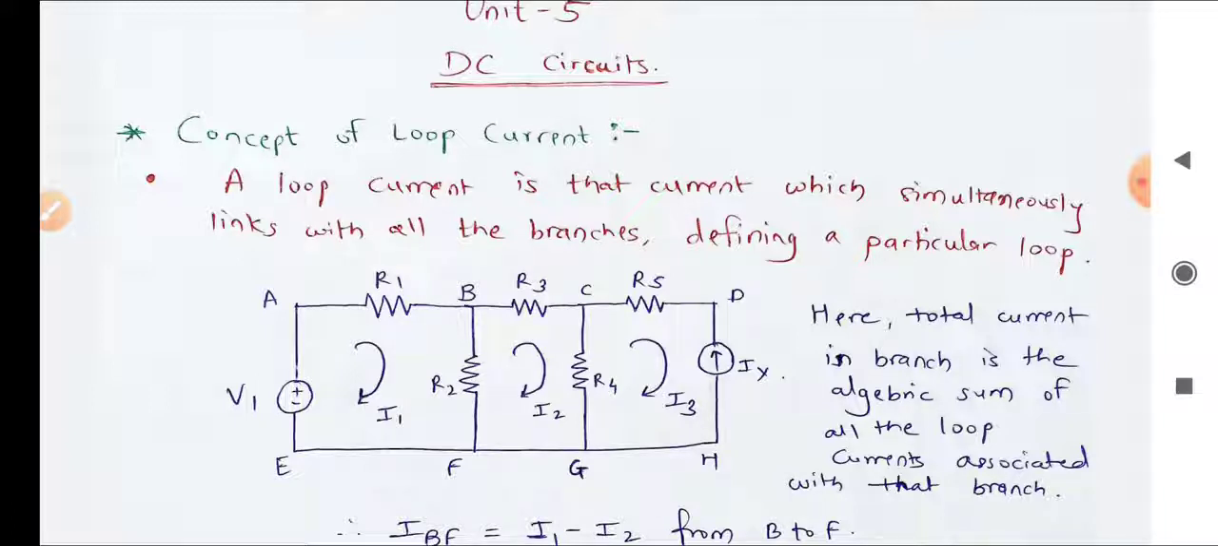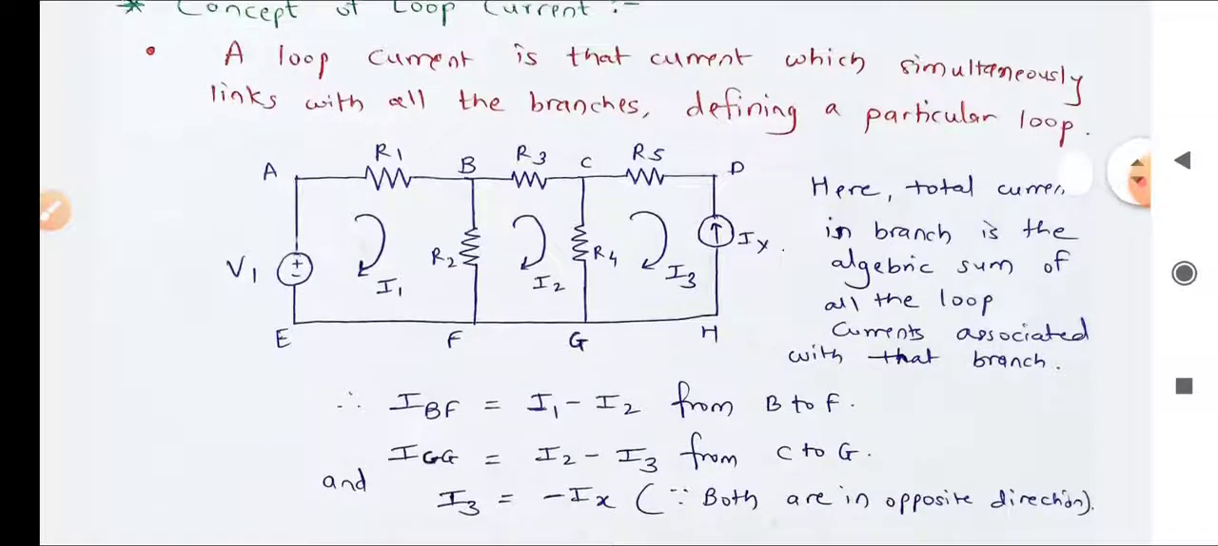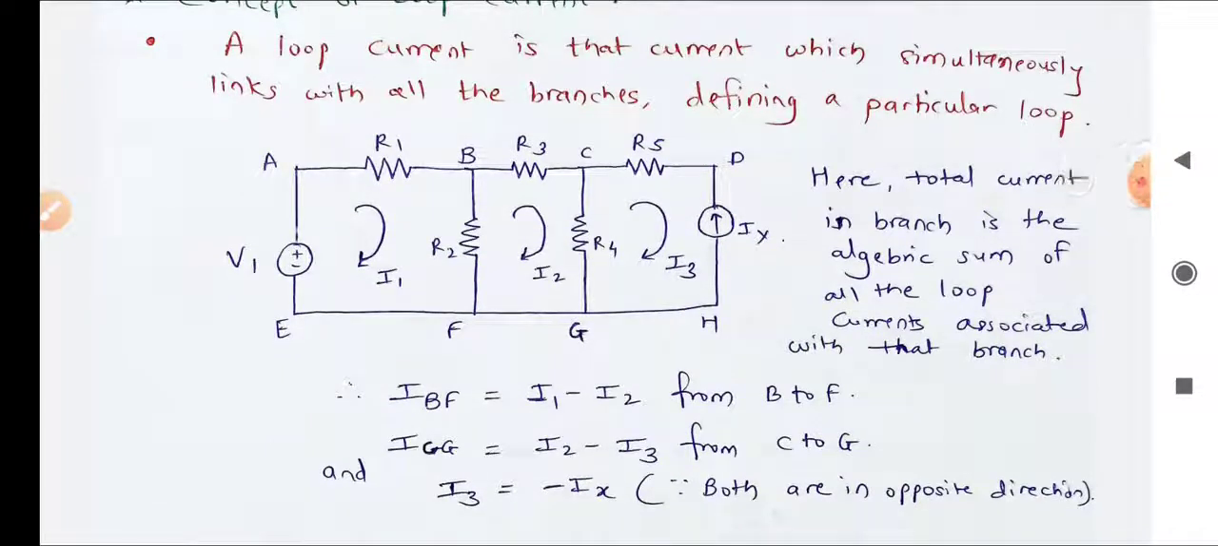Now on screen one network is present, network A, B, C, D, H, G, F, E, A, and in that network the loops are also present. Now you know the concept of loop. Loop is the set of all the branches which forms a closed path. So A, B, F, E, A; B, C, G, F, B; and C, D, H, G, C are the three loops in this network.